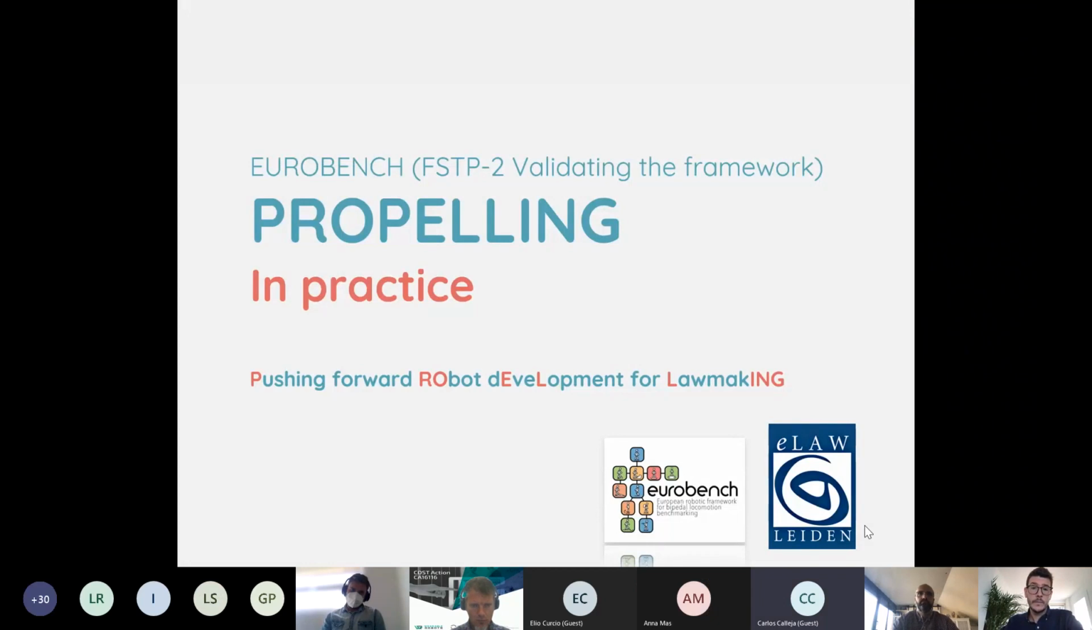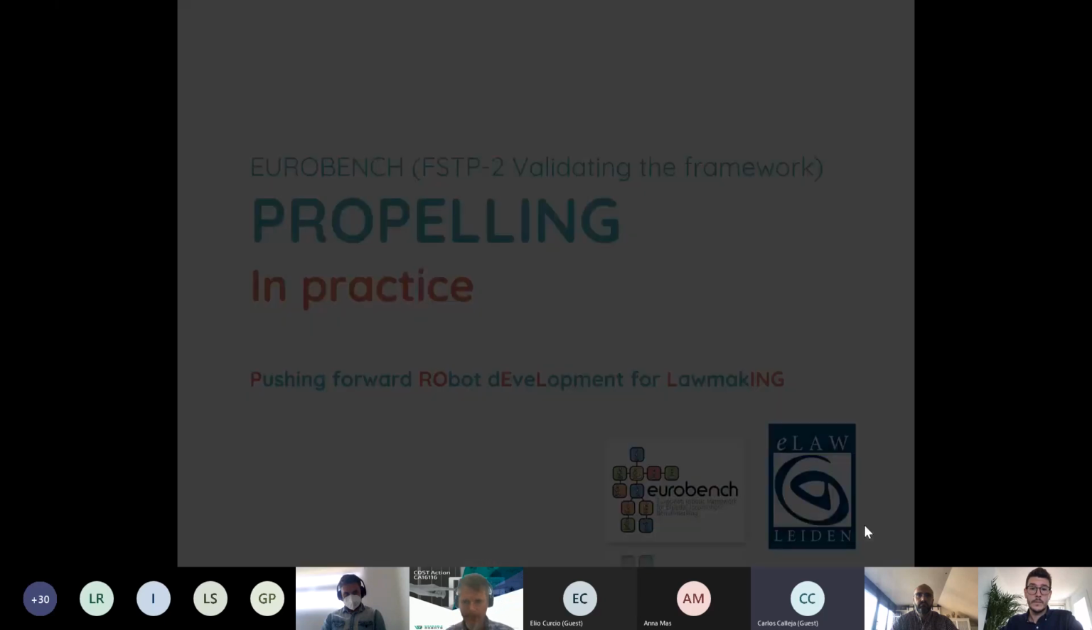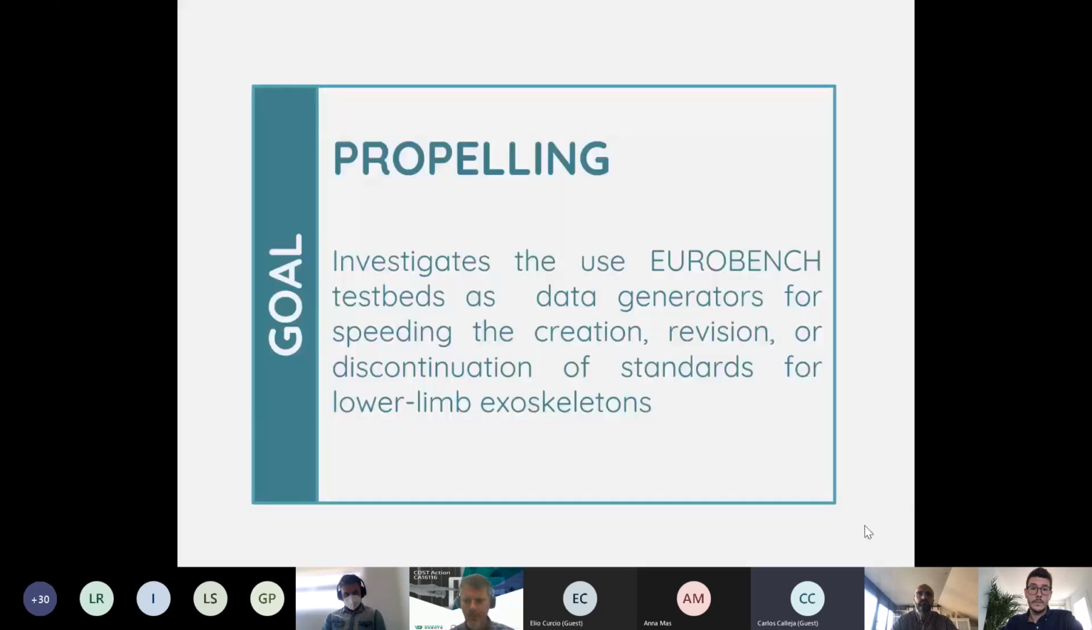So, Propelling Practice. Propelling stands for pushing forward robot development for lawmaking, and it fits within the European Union's Horizon 2020 initiative, which is funding EUROBENCH, a program aiming at setting the first framework for the development of benchmarks for robotic devices. In Propelling, we are gathering a multidisciplinary team that will execute EUROBENCH protocols. So what is our main goal? Our goal is to improve not only a specific device, or to see whether a device can fit the law or the legal standards, but also to improve the overall regulation for robotics and AI.